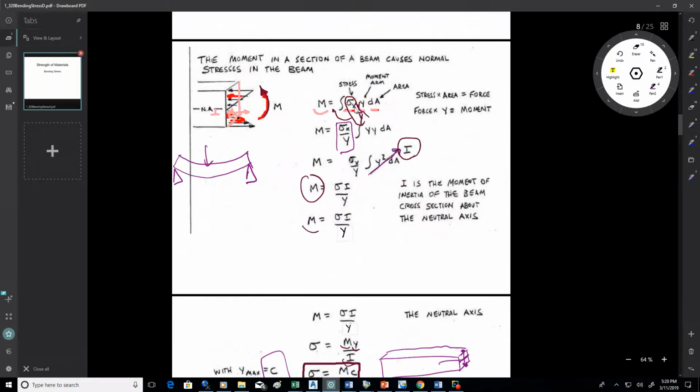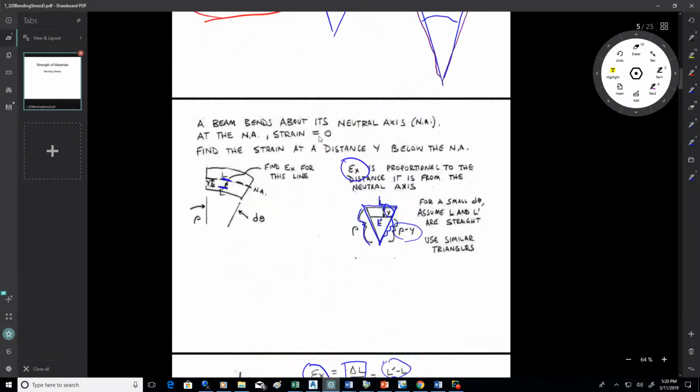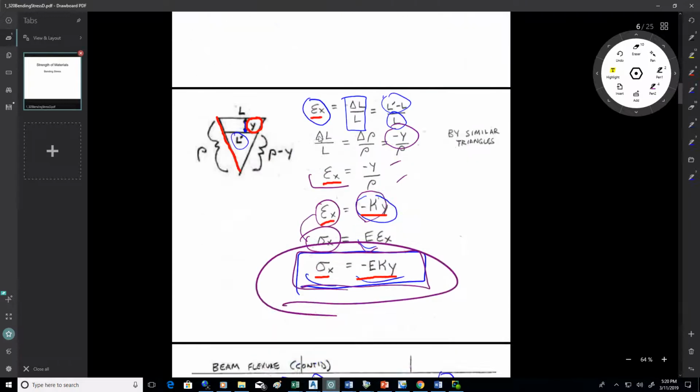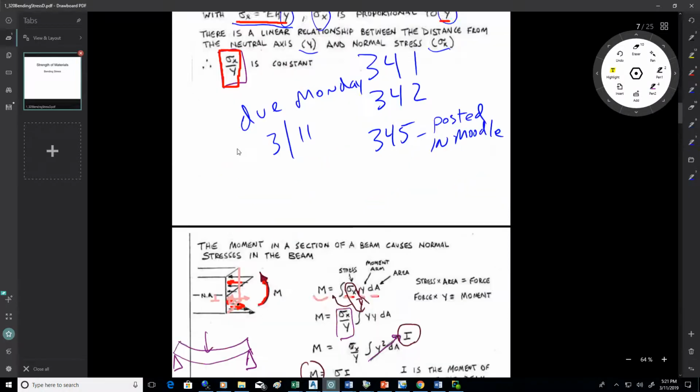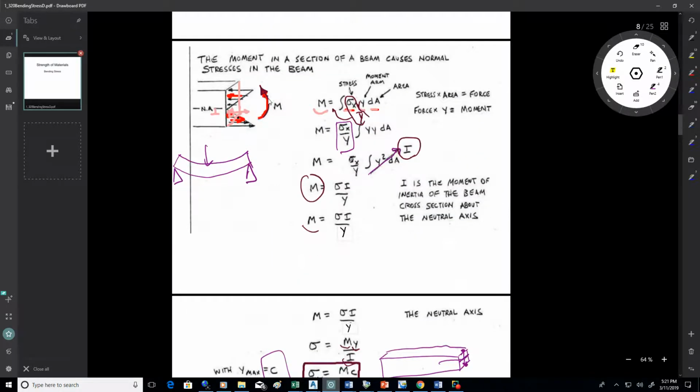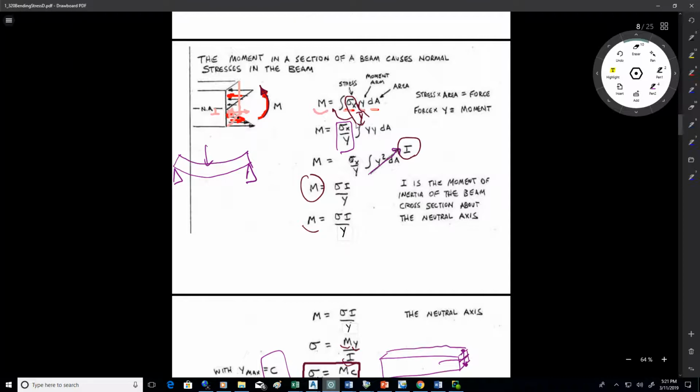So what we ended up doing here was looking at that relationship and using the fact that there was a linear relationship between the distance from the neutral axis and the stress. And then we looked at the moment in the beam and equated that to the integral, which means to add up the stress, normal stress, times y, which is a moment arm from the neutral axis to wherever that stress occurs, times the area over which the stress acts. So the normal stress times the area over which it acts is a force.